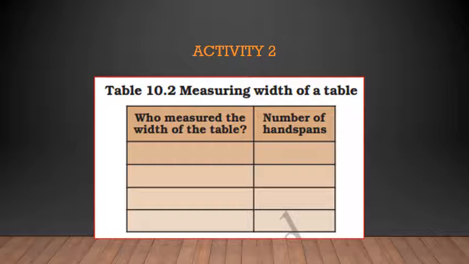Now study all the measurements recorded in table 10.1 and 10.2. Are all the measurements for the room using everybody's foot equal? Are everybody's measurements by handspan of the width of the table equal? Perhaps the results could be different, as the length of your handspan and that of your friend may not be the same. The length of your handspan, the length of your foot is not the same as your friend's, right? So the measurement will differ.